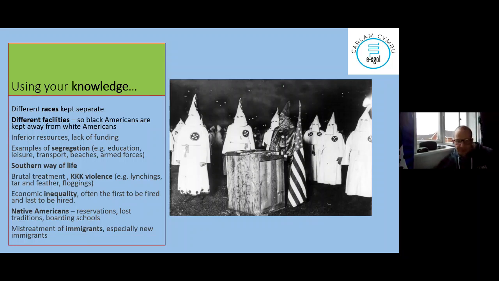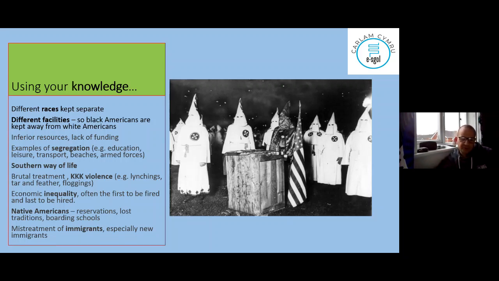But I've given you more examples at the top of the page of the mistreatment of races. For example, segregation, which formerly kept black and white people apart. Inferior resources are then given to the black Americans. Lack of funding, for example, to the black schools, black pupil schools. Segregation, examples in education, in leisure, in transport, beaches, armed forces. It's what we might call the Southern way of life, isn't it? The Southern way of life.